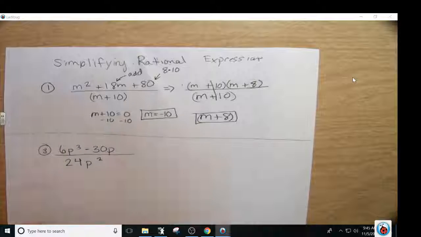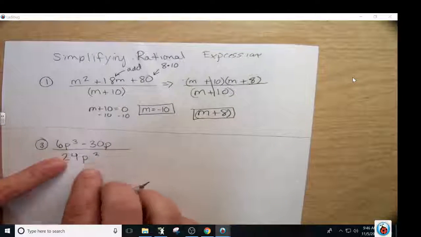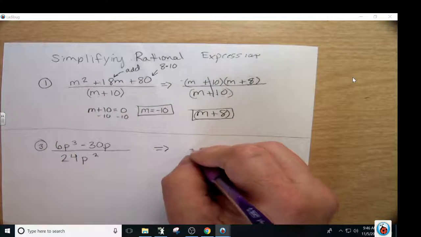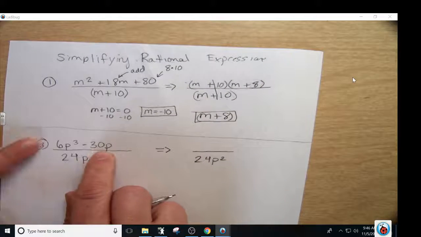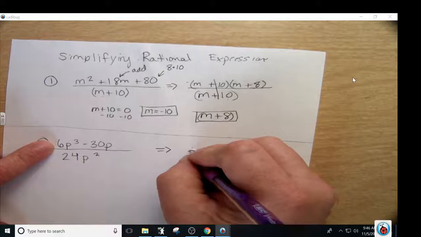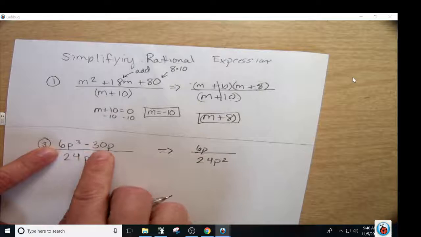Okay. Now we're gonna factor this thing out. Now, can I really do anything to the bottom? There ain't really nothing you can do to the bottom yet. All right. So 24p squared. Now I can factor the numerator. So I can actually factor a 6p out of that, because 6 is the GCF between 6 and 30.